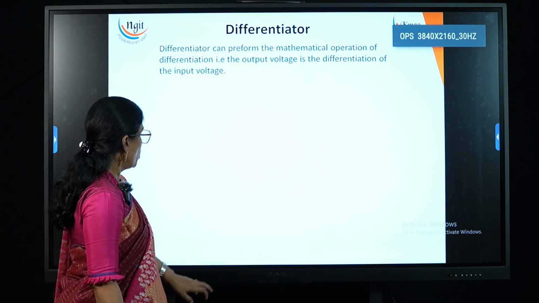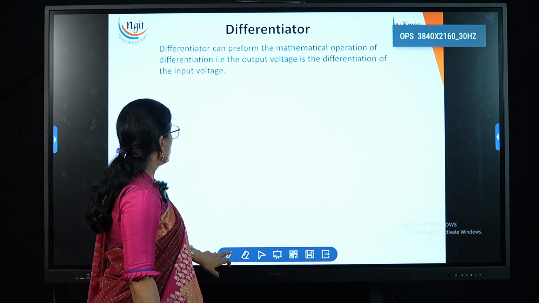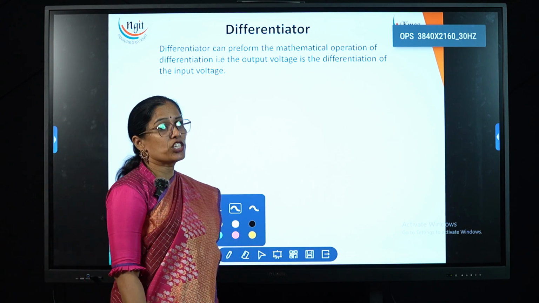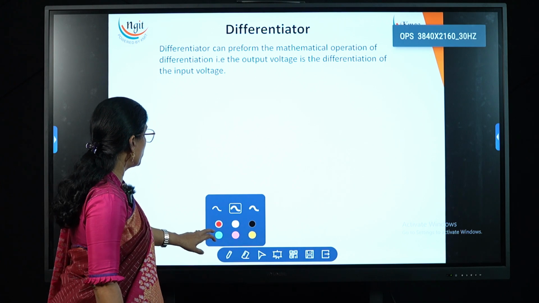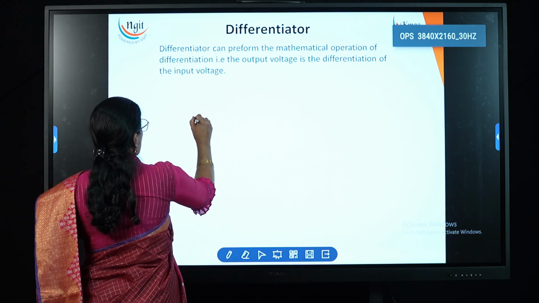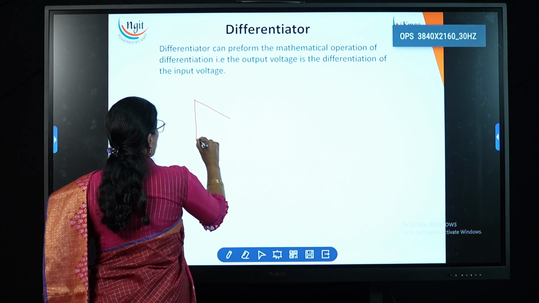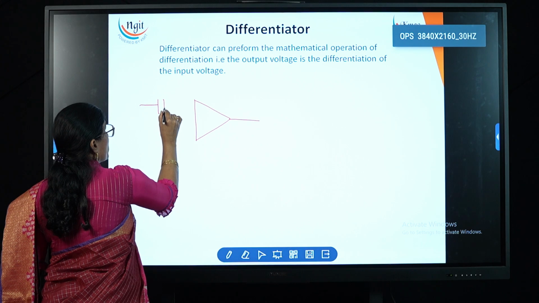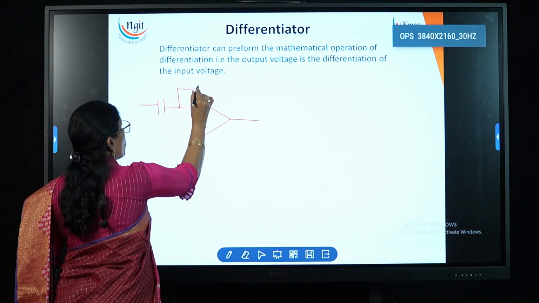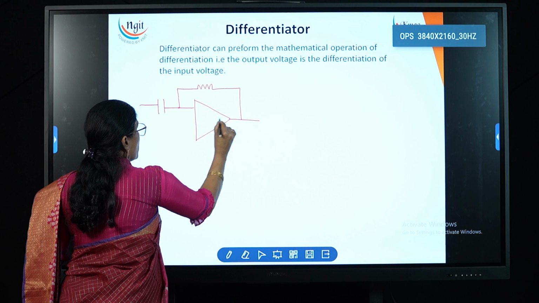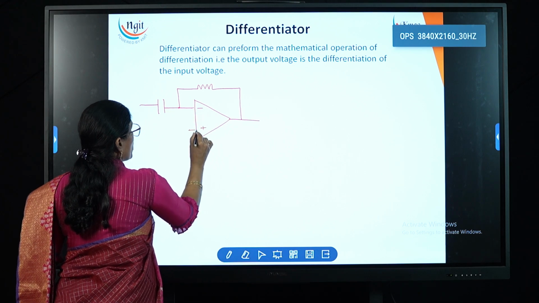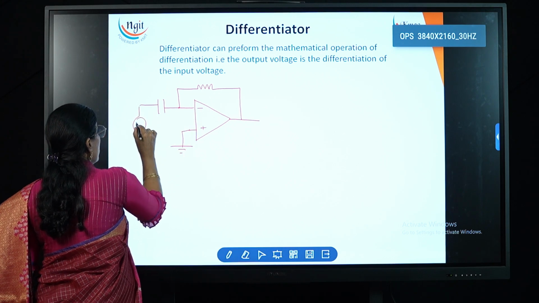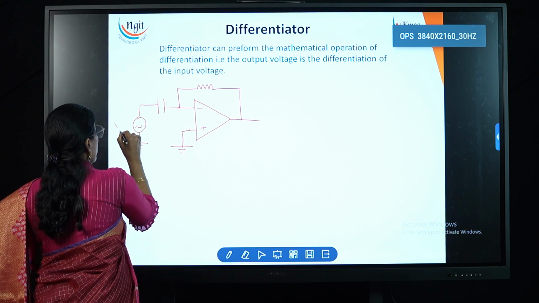Now the differentiator. What is the definition for the differentiator? The output is the differentiation of the input. Now here if you see the diagram, the only difference is interchanging the components of the integrator. Here at the input I am taking the capacitor, the feedback component is the resistor, and this is the negative terminal and the positive terminal. The non-inverting terminal is made to ground, and to the inverting terminal we are applying the signal V in.